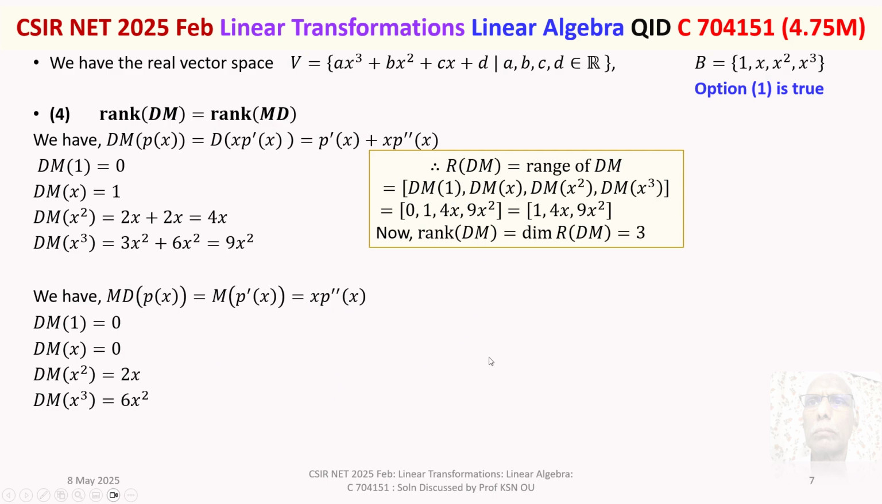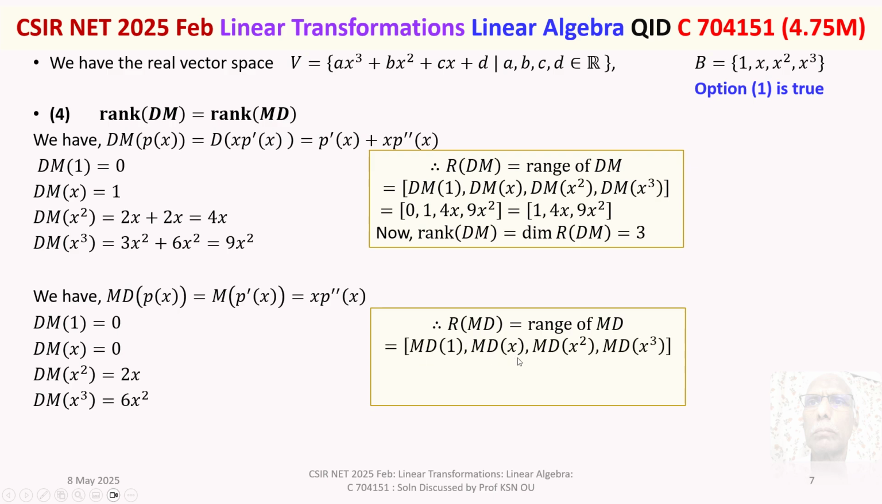So now we again calculate the same thing. The range of md, R of md means range of md. It is the span of md of 1, md of x, md of x square, md of x cube. It is a span of 0, 0, 2x, 6x square. That is, this is a linear span of 2x and 6x square. They are linearly independent, and therefore this will be a basis, and the number of elements present in it is 2. Therefore, the rank of md is equal to the dimension of the range of md, that's equal to 2.